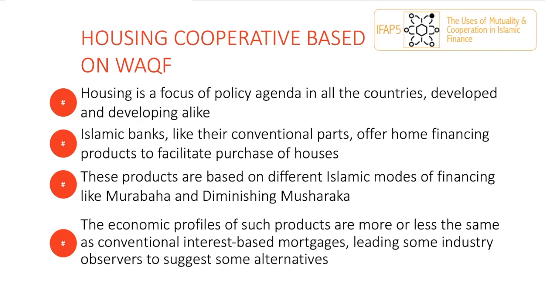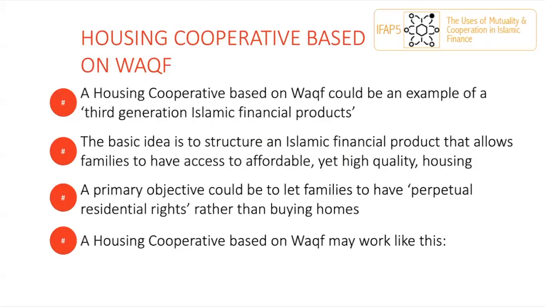The economic profiles of such products are more or less the same as conventional interest-based mortgages. I'm talking about the economic profile. Of course, they are Sharia compliant. And because of the similarities of the economic profiles of Islamic mortgages and conventional mortgages, a lot of people criticize and suggest some alternatives. One alternative could be a housing-based cooperative which would offer help for purchasing homes. So a housing cooperative based on Waqf could be an example of a third generation Islamic financial product. The basic idea is to structure an Islamic financial product that allows families to have access to affordable yet high quality housing, which is the objective of mortgages.